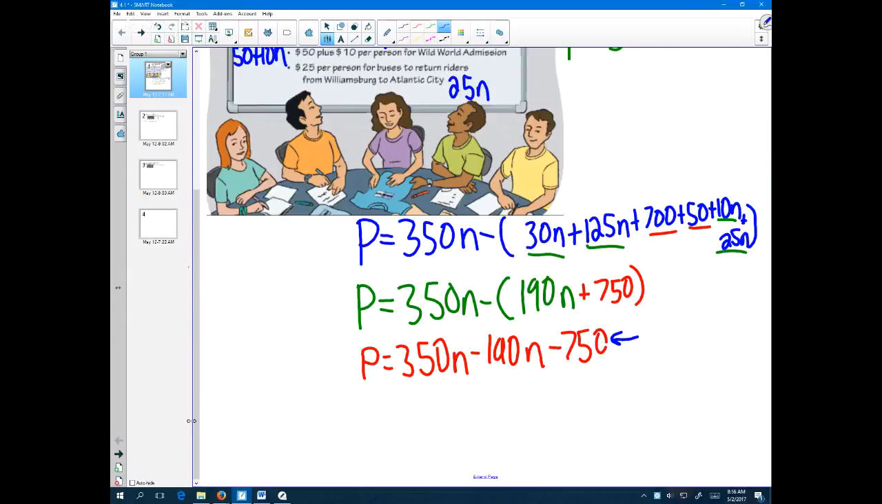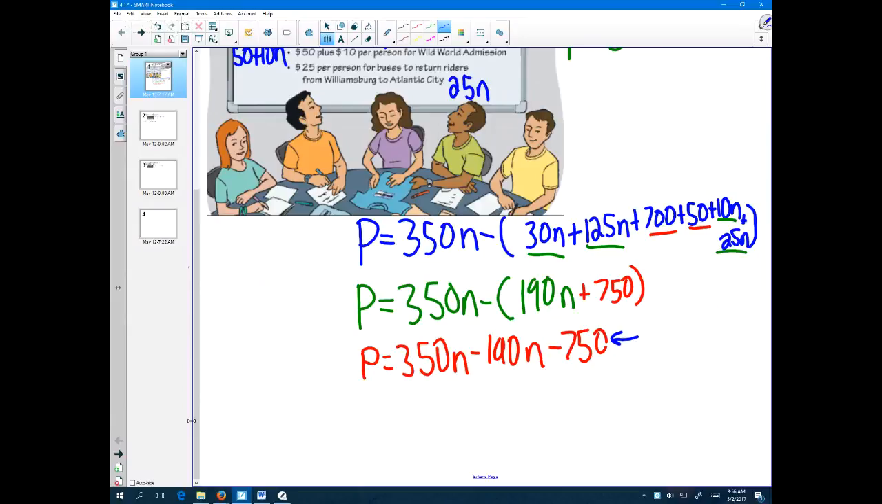Yeah, because they're both what? They're both per person. They both have an N in it. So 350 minus 190 is, calculate, please. Hello, guys. Emily? 160. I heard Levi say that too.